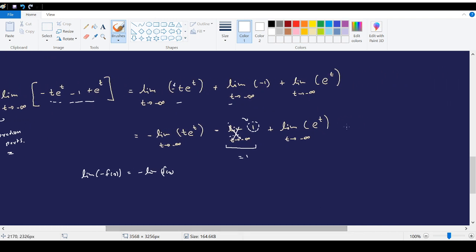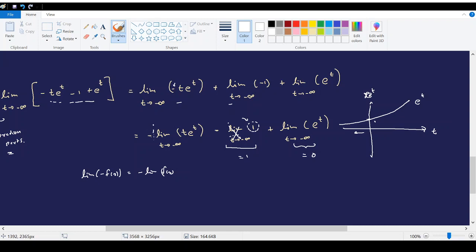I think the easiest method is to consider the graph of e^t, right? If this is t, you should be familiar with the basic graphs of these functions. The graph of e^t will be like this, and the intersection point is 1. And see, if t goes to negative infinity, the value of the function will go to 0. In other words, the answer for this one will be equal to 0.